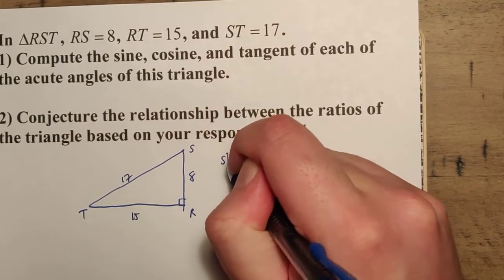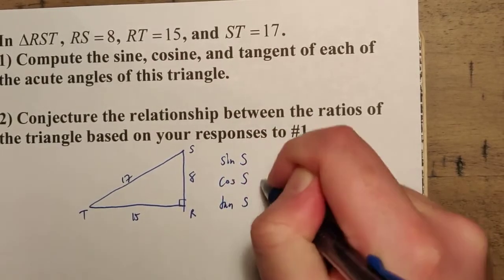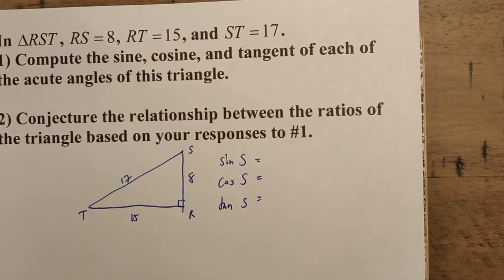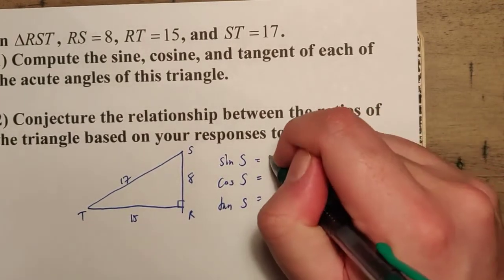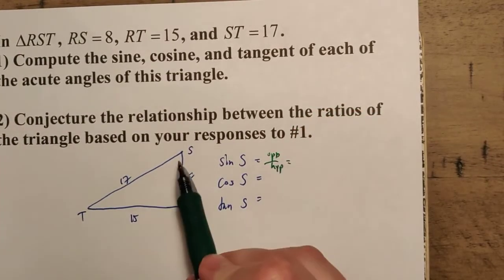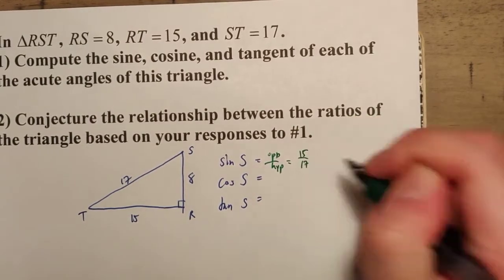So we can find sine of S, we can find cosine of S, and we can find tangent of S here. Now, again, you may recall, if you don't recall this, go ahead and take a look at the definitions again. But we note that we have our things. So remember that sine is opposite over hypotenuse. So in this case for angle S, opposite the 15 over 17. So we can write this as 15 over 17.